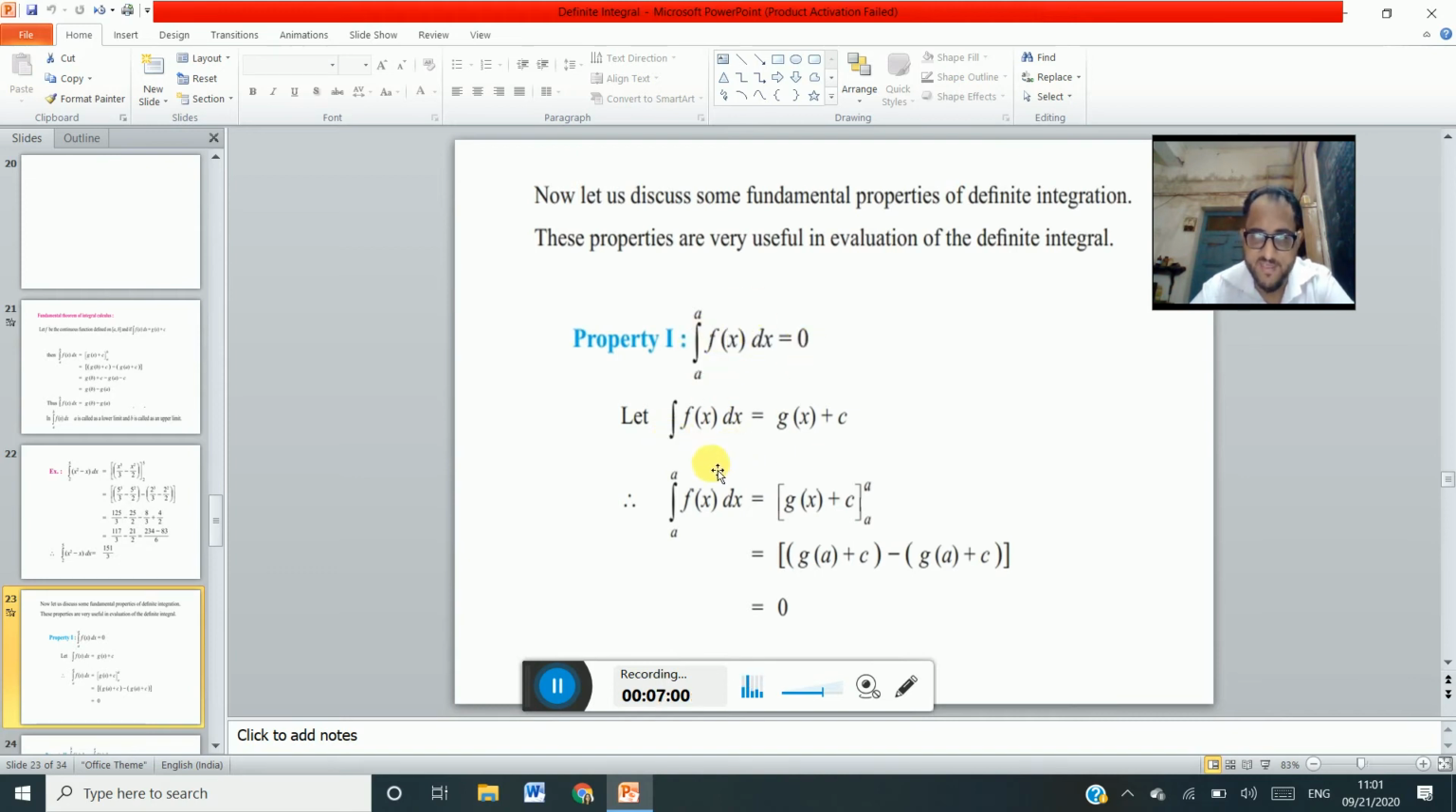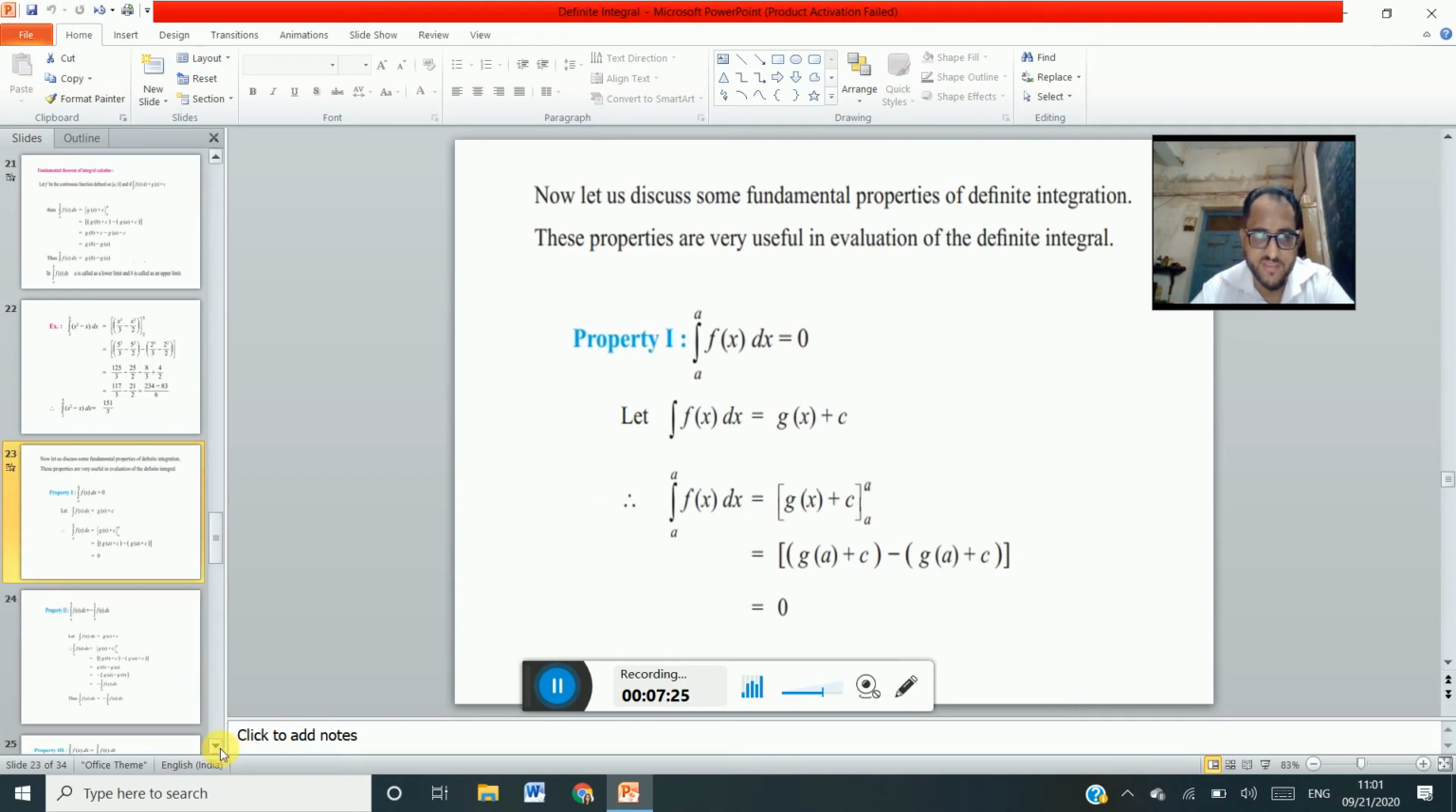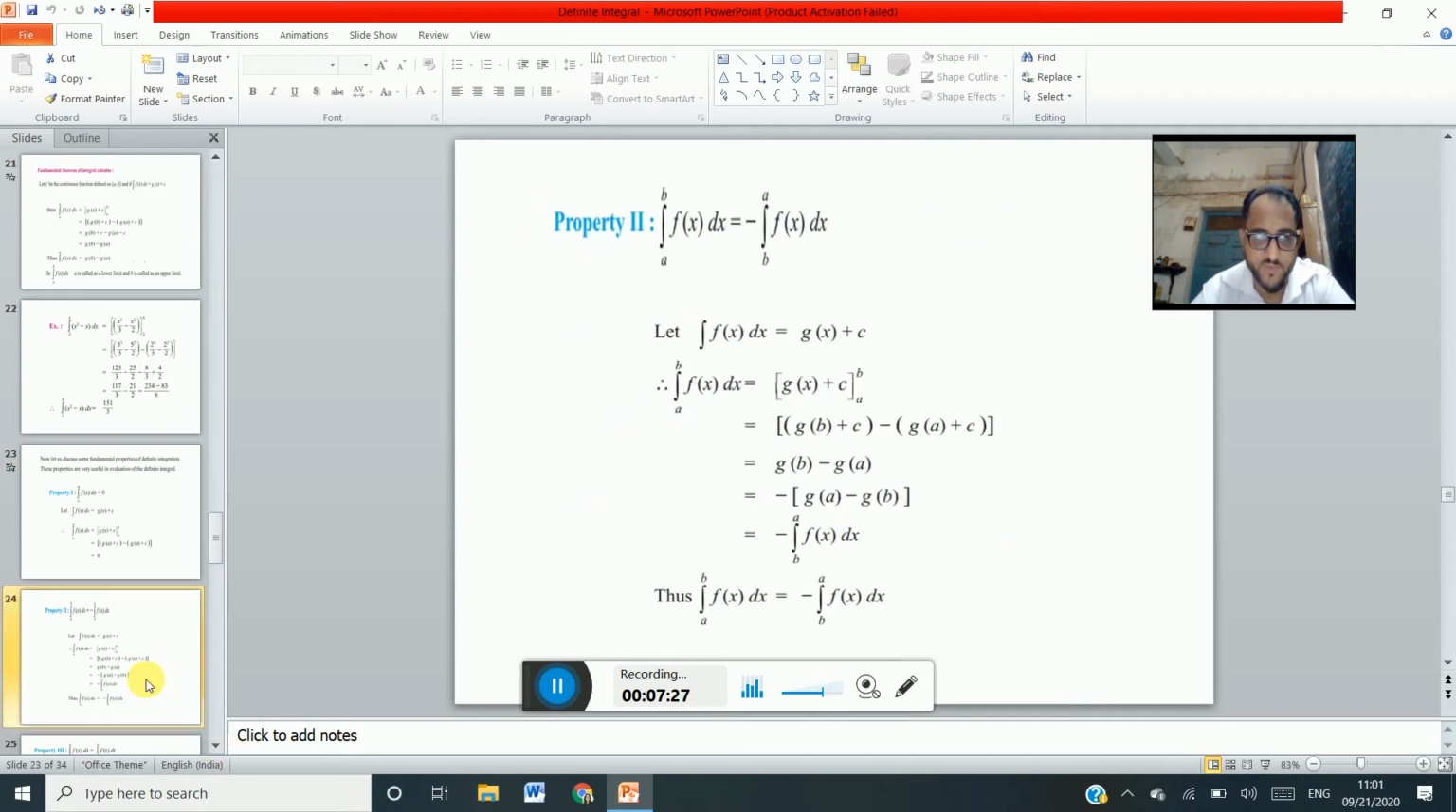So let integration of f of x dx is g of x plus c, and therefore integration from a to a f of x dx is what? G of x plus c from a to a. Now put the limit, so g of a plus c minus g of a plus c, that should be 0. That means if the upper limit and lower limit is same, the result of that integration is 0. This is the first property.